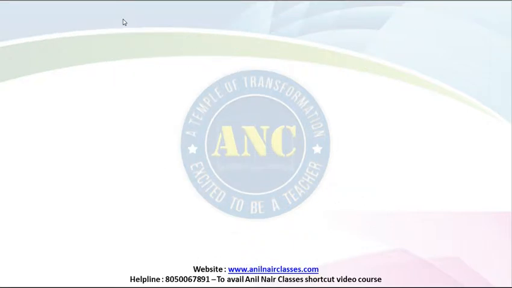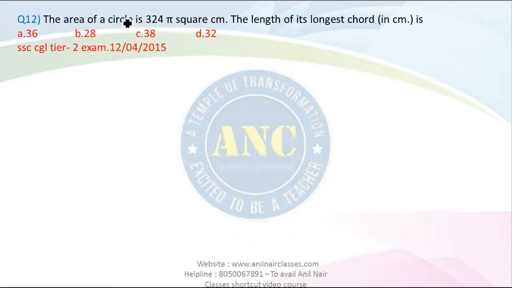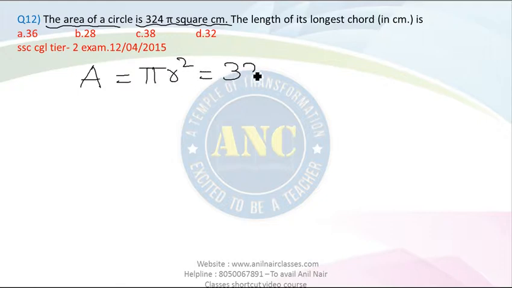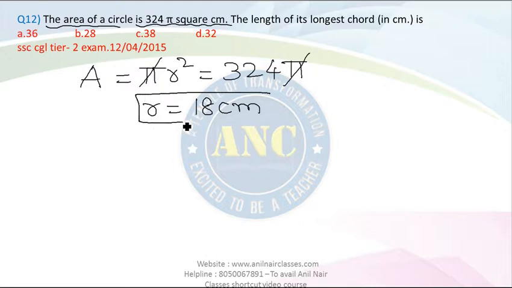Let us solve another question immediately without wasting too much time. Area of circle is 324 pi square centimeters. Area of circle is pi r square and it happens to be 324 pi. So pi cancels. R value will be square root of 324, which is 18. Find the length of the longest chord.